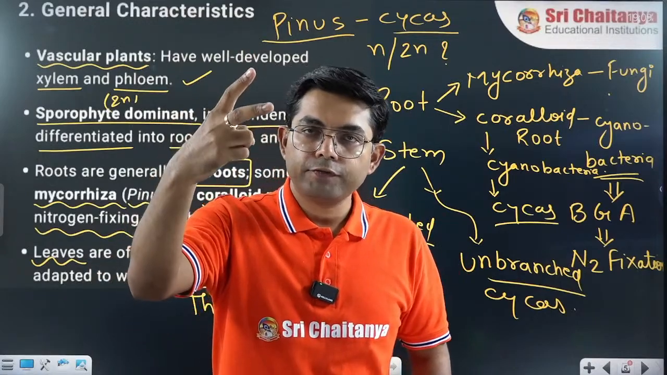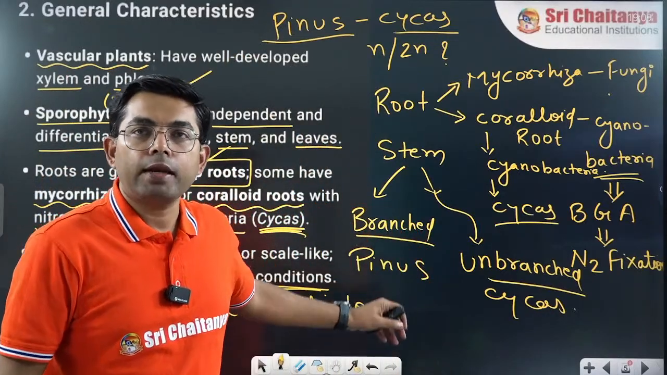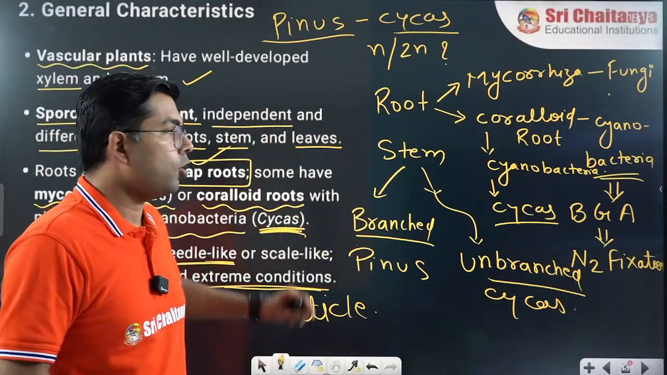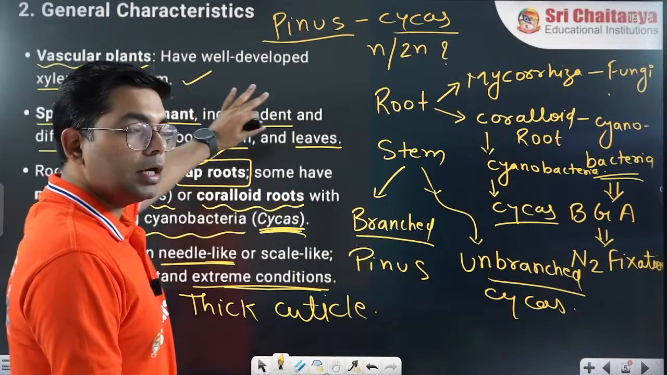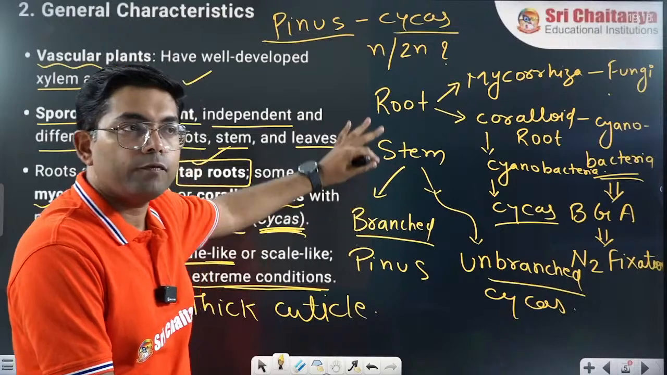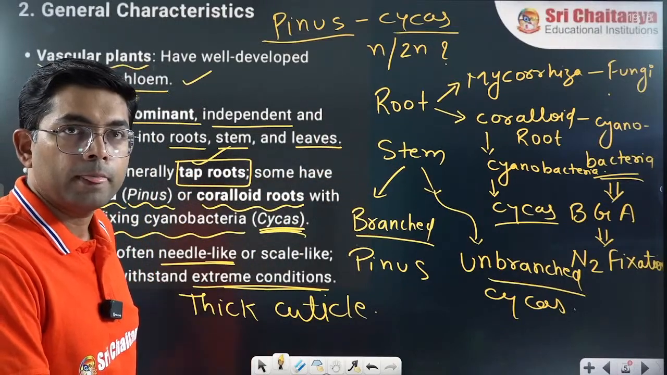Root has two modifications, mycorrhiza and coralloid root. And the stem can be branched or unbranched. So these are some general characters of the gymnosperm. Is it clear? If you want to take a screenshot, you can take a screenshot of it.